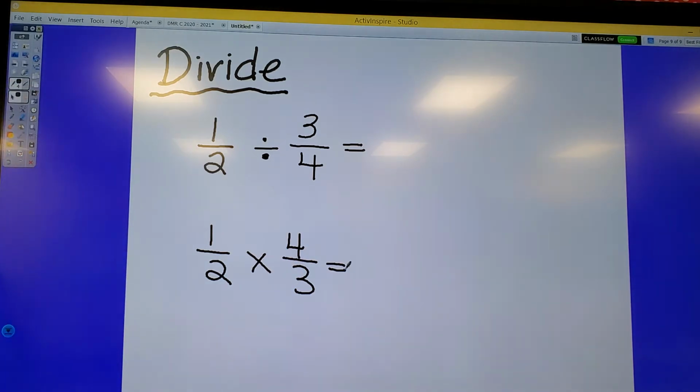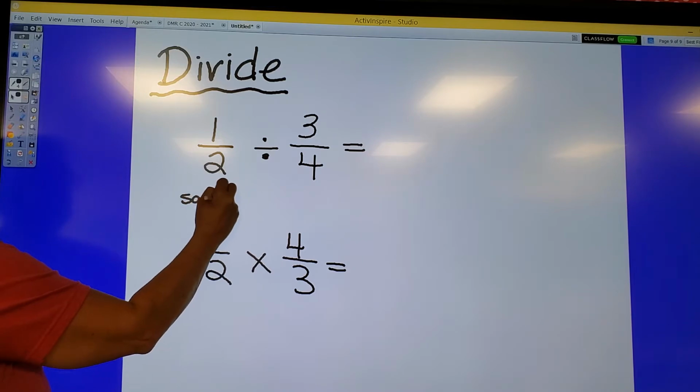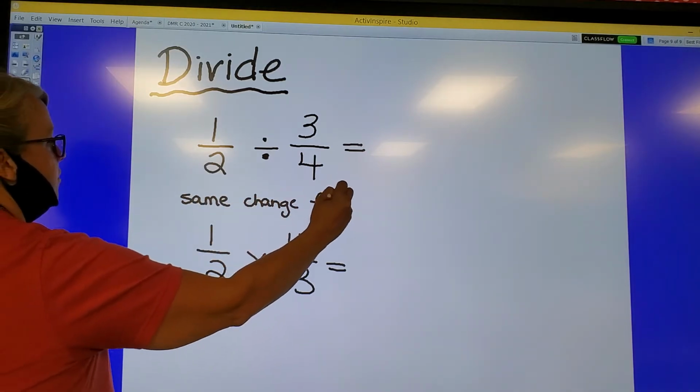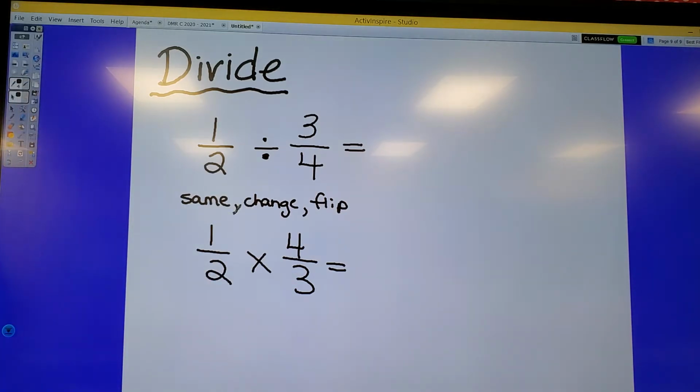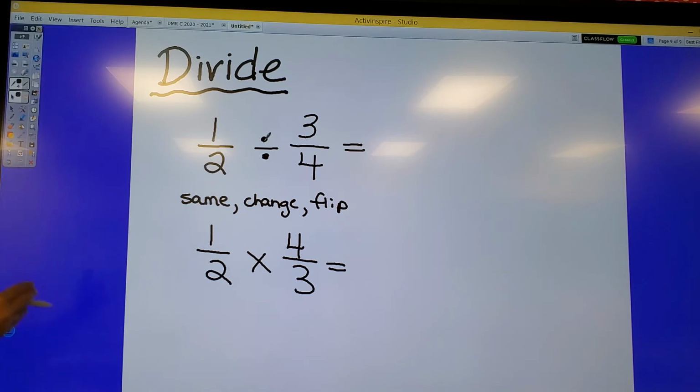A lot of times teachers will use the phrase "keep, change, flip." I like using "same, change, flip." We do this in 5th grade. You probably learned it in 5th grade. So again, I like same, change, flip. If you have a teacher that taught you keep, change, flip, it means the same thing. So you never really have to do the operation of division, okay?